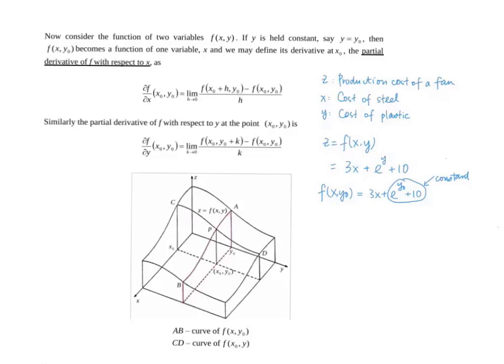If we visualize this in the graph, it means that we are considering one cross-section of the graph which is parallel to the x-axis. When we consider the partial derivative of f with respect to x, we are considering the slope of the tangent line touching the curve AB at a certain point x, which belongs to this cross-section.